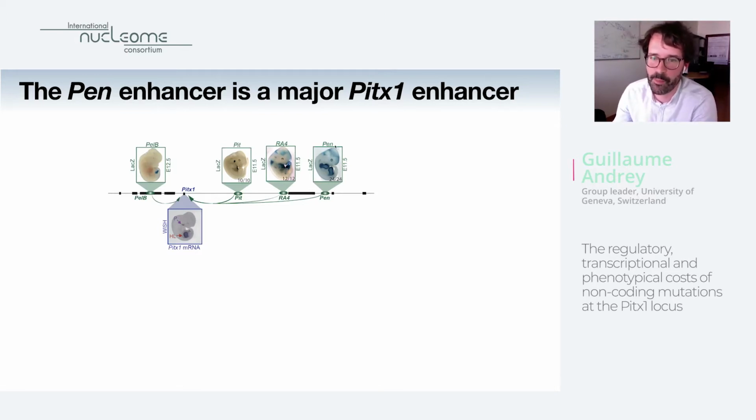And one of these enhancers is very interesting, the Pen enhancer, for pelvic limb enhancer, because it is a very strong enhancer, but it's also weird because it can activate a reporter activity in the forelimb and in the hind limb. So in the hind limb, it is understandable because it can activate Pitx1 there, but in the forelimb, this activity needs to be somehow repressed or kept away from Pitx1 to avoid an ectopic activation of that gene. And we'll come back to that at the end of the talk.